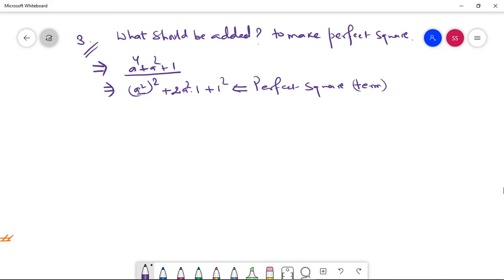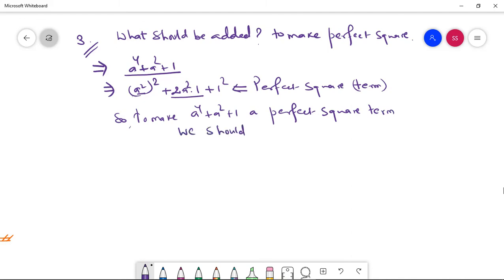So from this step to this step we have to move, but we have here a square only, we need 2a square. So to make a4 plus a square plus 1 a perfect square term, we should add a square. We have to add a square to make it a perfect square term. Okay, this is the solution part.